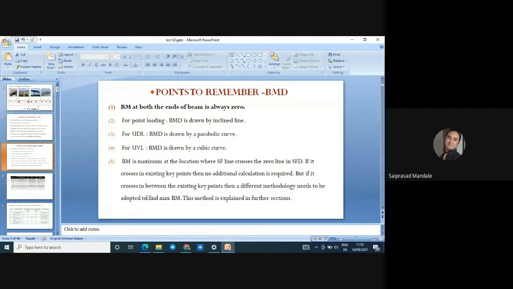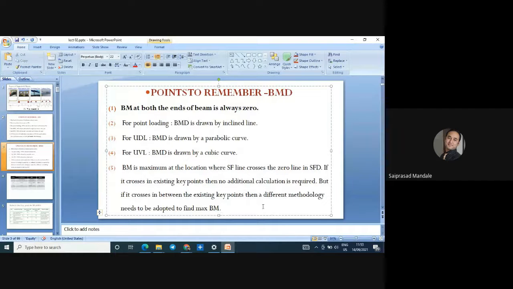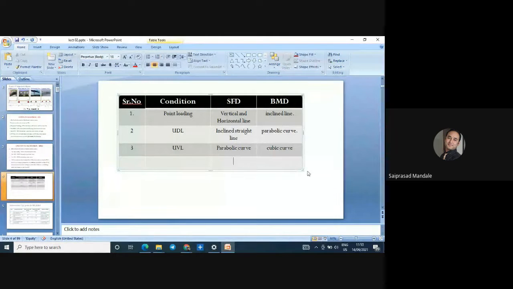But if it crosses in between the existing key points, a different methodology needs to be adopted to find the bending moment. So this is nothing but, when the shear force is 0, the bending moment will be maximum. If the bending moment is maximum, then we have to go for another calculation for the maximum bending moment. The conclusion of this slide is this.